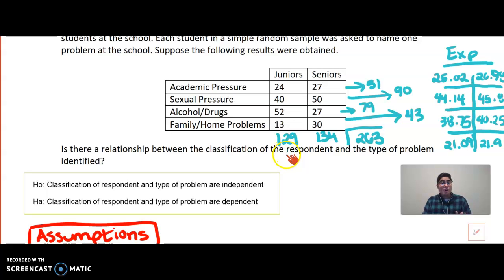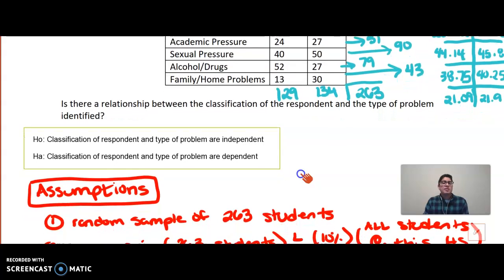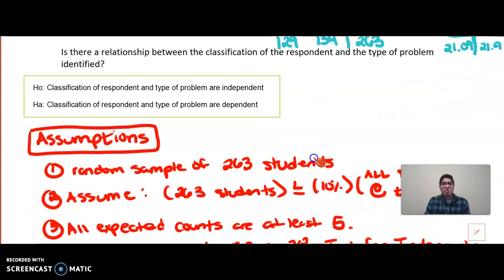Now, we can also make a graphical display here, such as side-by-side bar charts, or a segmented bar chart, or even a mosaic plot. But for now, we're just going to run the chi-square procedure to see if we have evidence to suggest that our observed and our expected difference is significant. So we've stated our hypotheses. Now we're going to move to the assumptions.